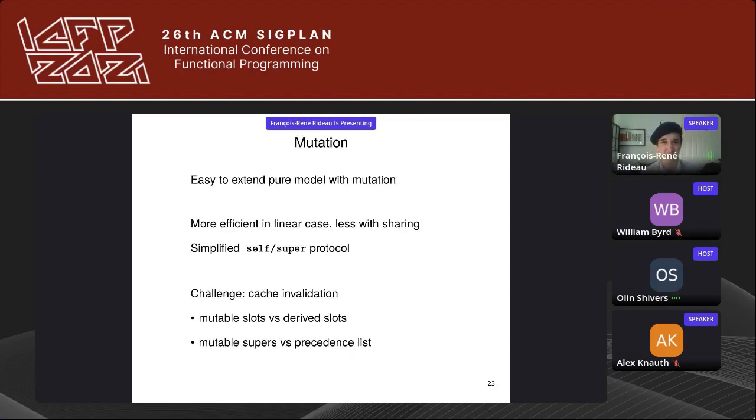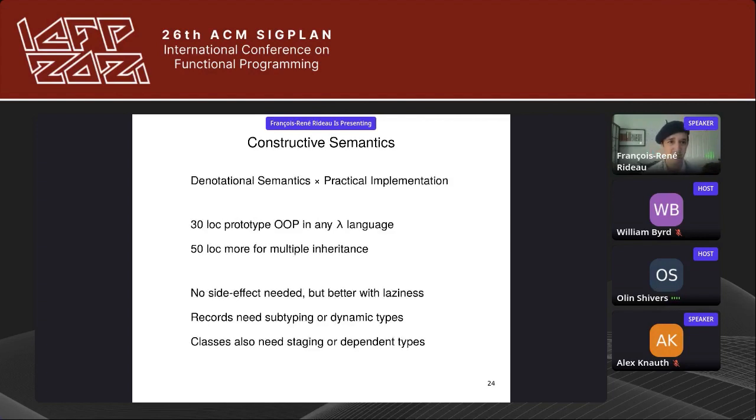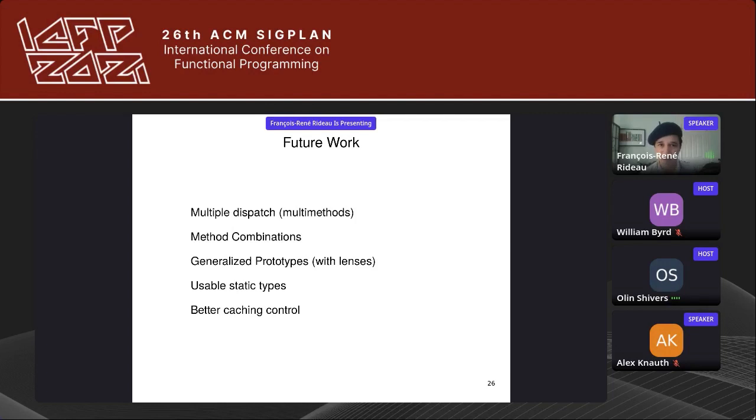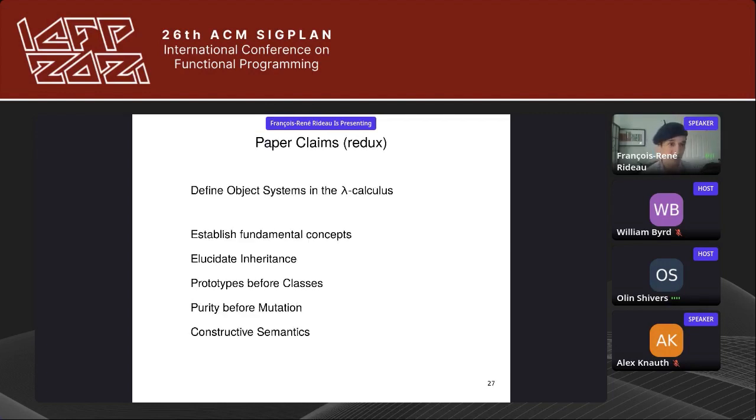Mutation, I'll go over it. Some things become easier or harder with mutation, and you can support both. Constructive semantics: with my method, you can have your OO language in 30 lines of code in any lambda-capable language. With 50 more lines of code, you have multiple inheritance. We don't need any side effects except laziness, which is not a side effect. Related work, plenty of it, read the paper. Future work, read the paper, plenty of things to do. And to restate the paper, we defined a series of object systems and we understand OO thanks to that.